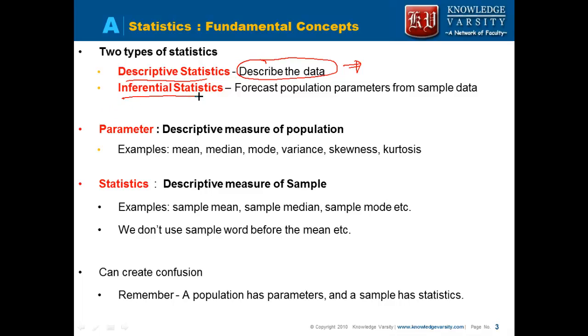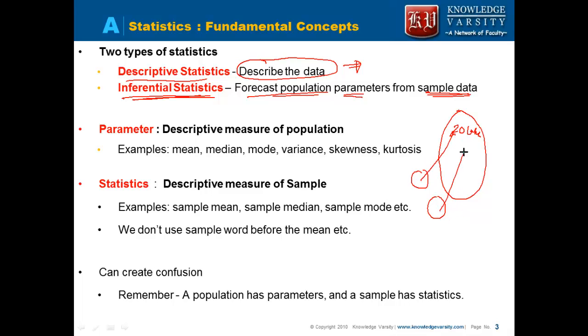Inferential statistics is what we are going to cover in the later part of the course. In inferential statistics, we want to infer about the population, that is, forecast the population parameters by seeing the sample data. Think about an election where there are, say, 20 lakh voters. You take some samples, and from the samples you try to predict the behavior of these voters. So you are trying to get an idea about the population from the sample. Since you are inferring about the population from the sample, it is called inferential statistics.